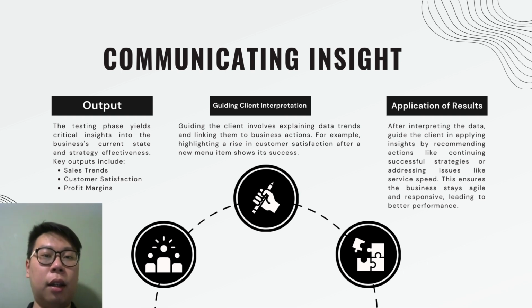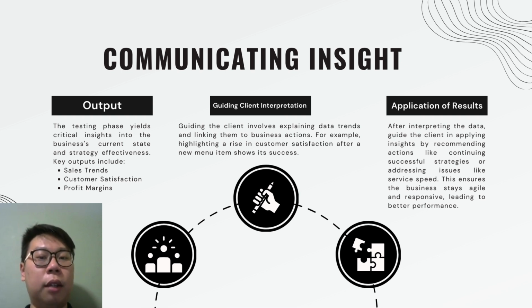Next, in communicating insight, first the output. Here, the testing phase yields critical insights into the business's current state and strategy effectiveness. The key outputs include sales trend, which is analyzing changes in sales volume and AOV to assess financial impact and strategy effectiveness. Second, in customer satisfaction, here we're tracking score improvement to evaluate customer needs and experience. Third, the profit margins. Here we monitor trend to gauge cost management and long-term sustainability.